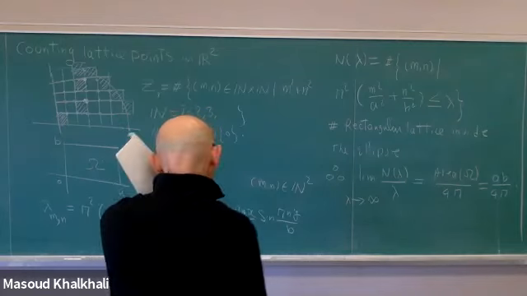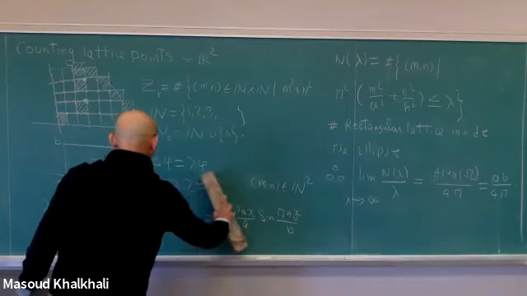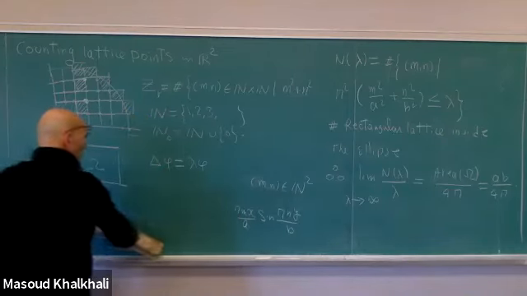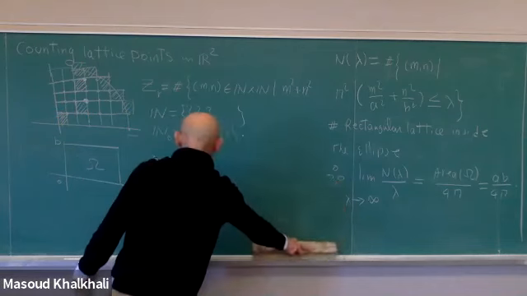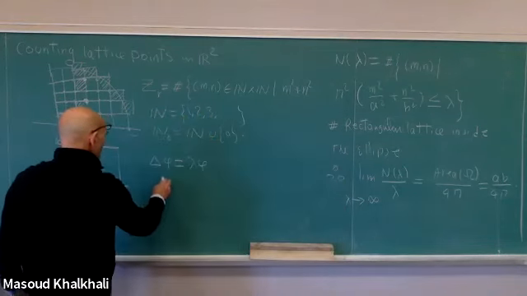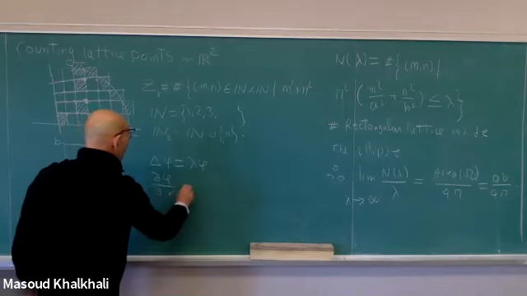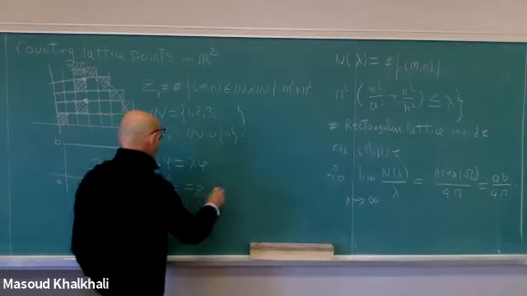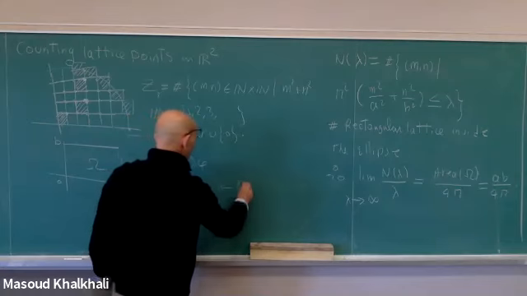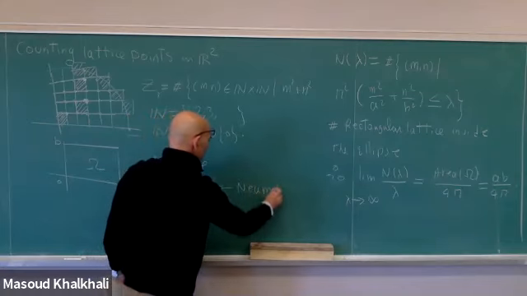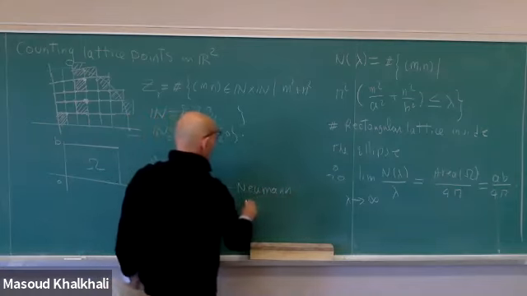Okay, so now there is another boundary condition, which is the Neumann boundary condition. So this is d phi dn equal to 0. So this is the Neumann boundary condition.